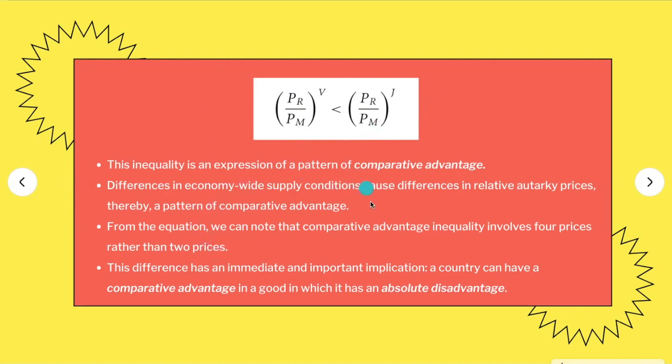These differences have an immediate and important implication, which is that a country can have a comparative advantage in a good in which it has an absolute disadvantage. This is one of the reasons why the comparative advantage concept is more powerful than the absolute advantage concept.